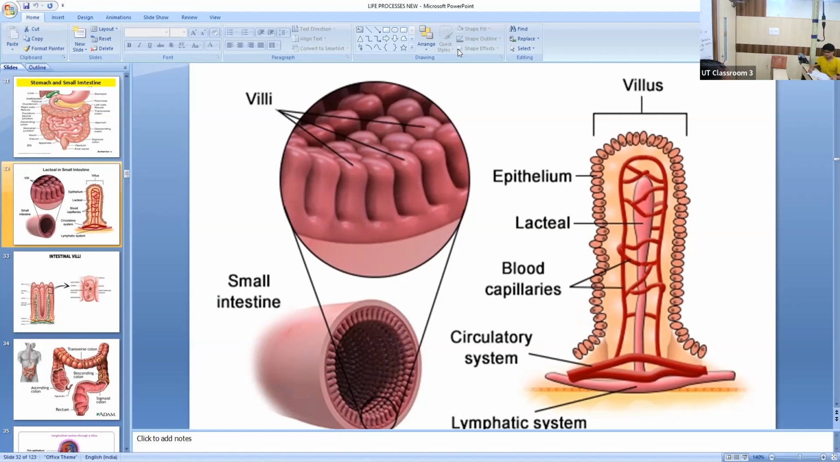Next question you write. What is the role of villi and microvilli?